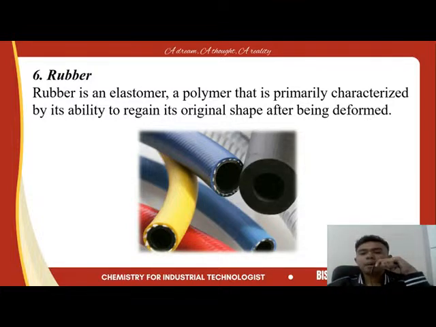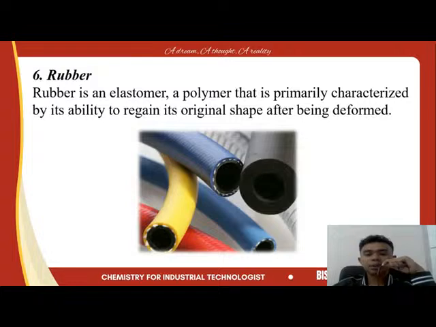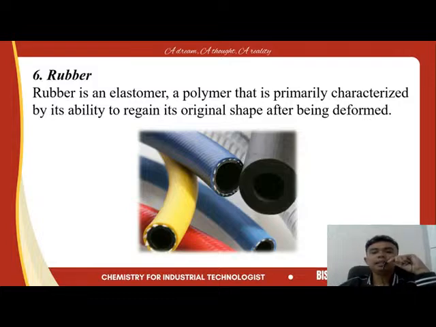Another popular family of synthetic rubber is the styrene butadiene rubber or SBR. Again, styrene butadiene rubber, or SBR, is widely used for manufacturing tires all around the world. Kanang mga ligid sa atong sakyanan, most of those are made from rubbers, particularly styrene butadiene rubber, SBR.